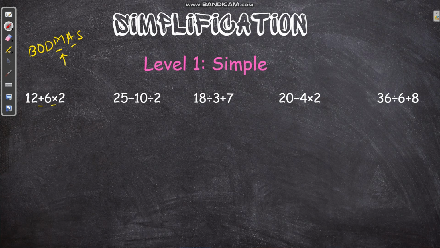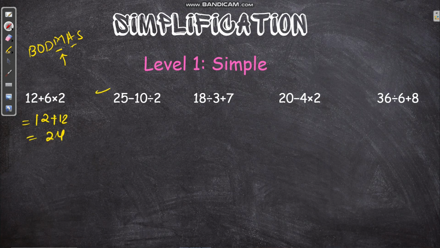So 12 plus 6 into 2. Now I need to do multiplication first. I should not add 12 plus 6. So I'll write this as it is: 12 plus 6 into 2 is 12. So now 12 plus 12 is 24. This is the answer. Now if I don't follow this rule, I will end up getting the wrong answer. If I do 12 plus 6, that is 18, 18 times 2 is 36. That is not the answer. So you have to follow BODMAS. The answer is 12 plus 12, that is 24.